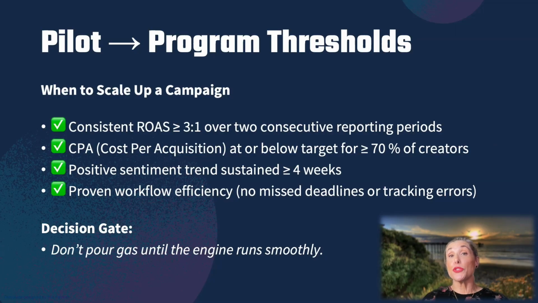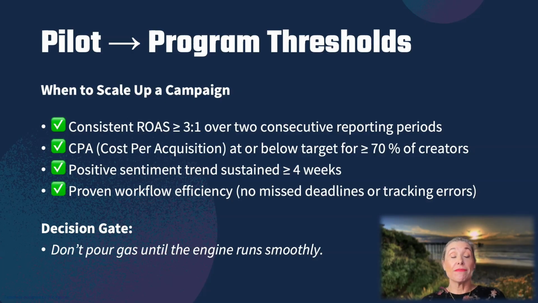Paid boost or UGC ads. Recommended allocation 10 to 20%. This can also be UGC ads. This budget is used to amplify top-performing content via paid media. Success is measured by high ROAS, targeting greater than or equal to a 3-to-1 ratio. So for every $1 spent on ads, you should earn at least $3 in revenue or more.